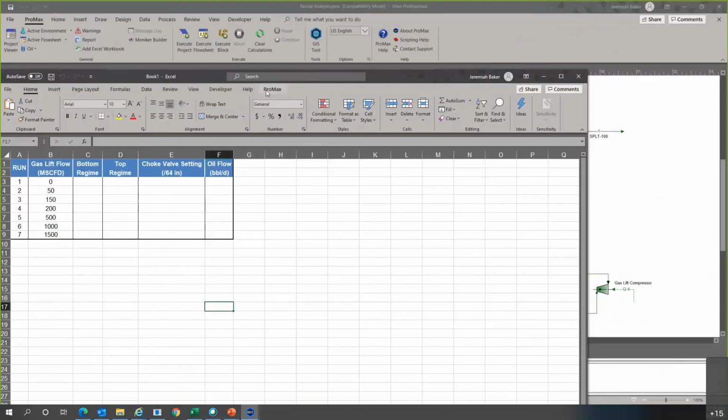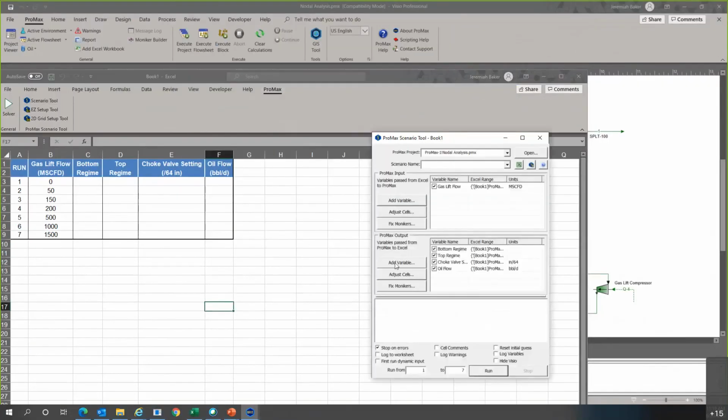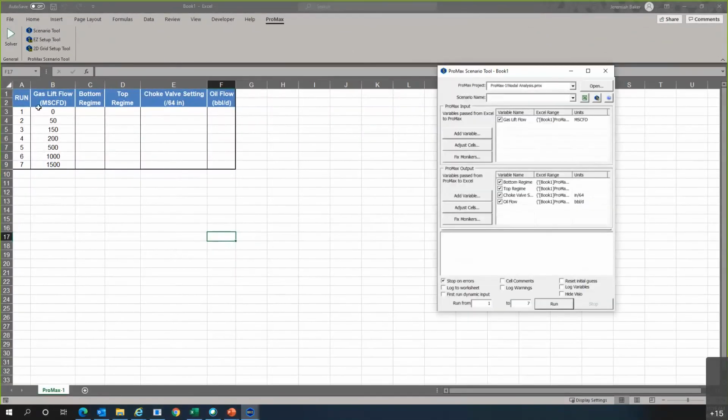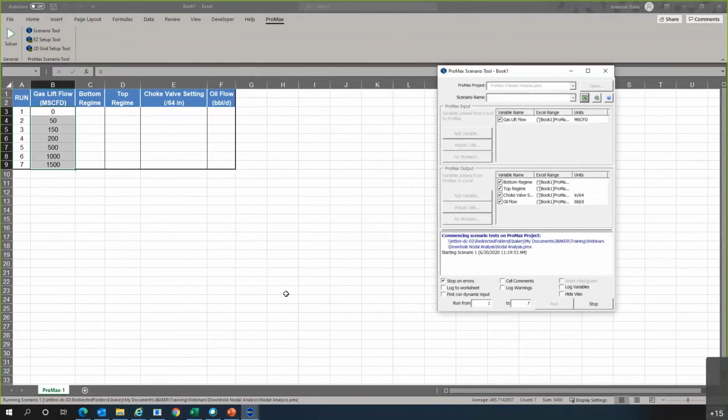So I think that this is already set up here. Yep. So I've got my scenario tool set up where I've linked those properties together. I have 7 different runs. So it's going to run through, change the flow rate of that gas lift, and then report what we need to report. So we can see how that plays out.